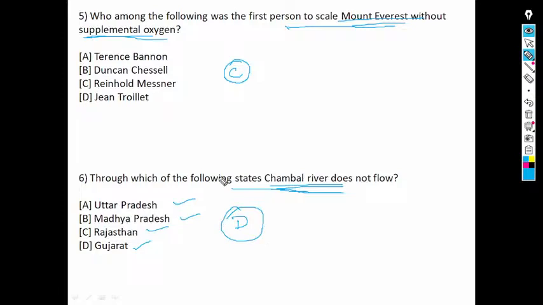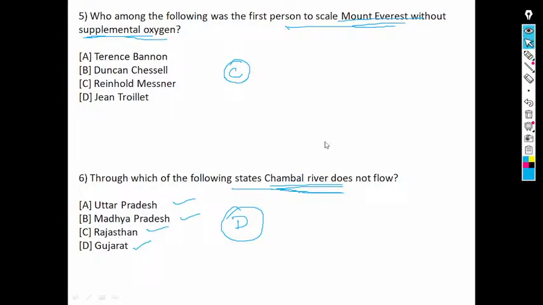Looking at the map is very important. Without a map it is very difficult to give the proper correct answers particularly. If we discuss the Chambal River, it is one of the tributaries of Yamuna.